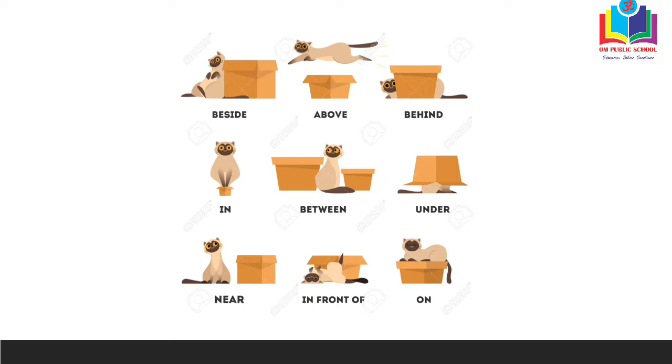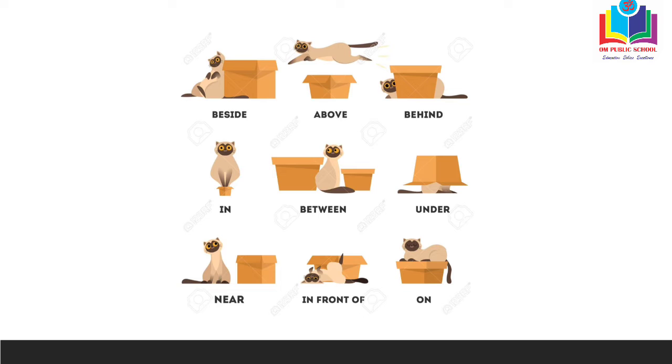Okay, look at the picture. Look at that cat. The cat is in the box. The cat is under the box. The cat is above the box. The cat is in between the box. The cat is in front of the box. The cat is near the box. In all of these sentences, what are these words doing: beside, above, behind, in, between, under, near, in front of, on? Can you think and tell me something?